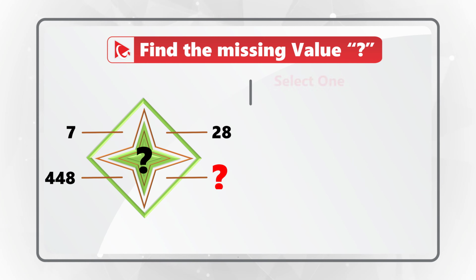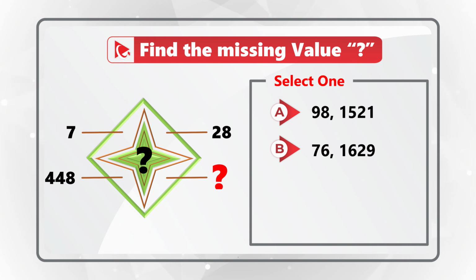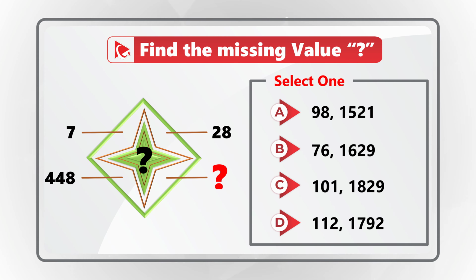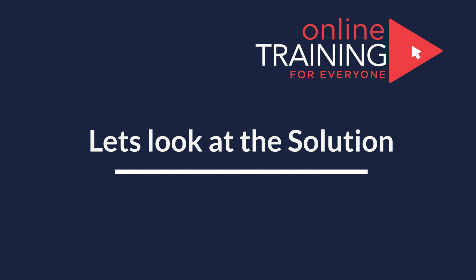You have 4 different choices for the final value. Choice A, 98 and 1521. Choice B, 76 and 1629. Choice C, 101 and 1829. And last but not least, choice D, 112 and 1792. Take a close look at the shape to see if you can replace question marks with the correct value. Are you ready? I am on my end moving forward to share with you my version of the solution. And obviously, if you have a better way to solve it, please make sure to post in comments.